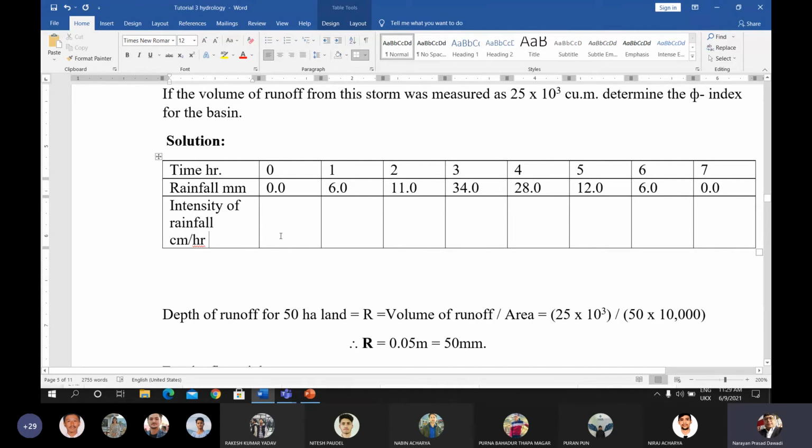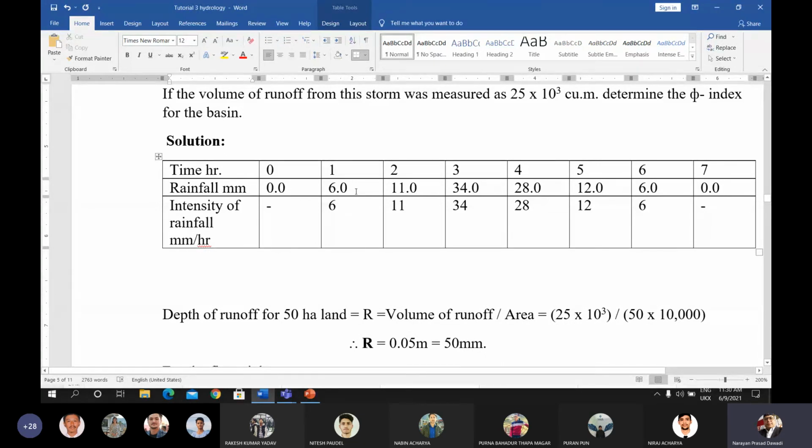This time is 1 hour, 6. For this time, 1 hour, 11. 1 hour, 34. 1 hour, 20. 1 hour, 12. 1 hour, 6. Look at the mm per hour. The rainfall is given in mm. So this is the intensity of rainfall.